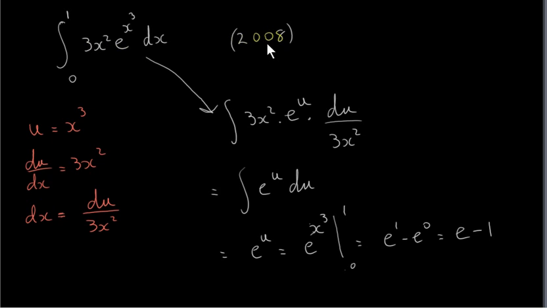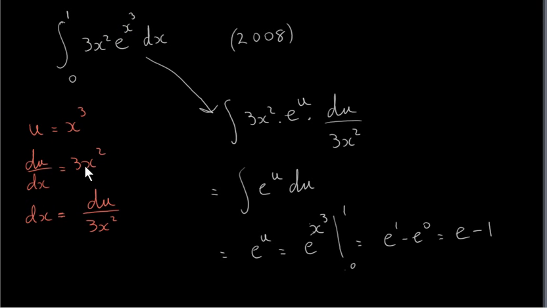Here is another example from 2008. We want to integrate 3x squared e to the x cubed with respect to x from x equals 0 to x equals 1. Now, what we do here is we let u equal x cubed, because we see that the derivative of x cubed happens to be 3x squared. That's very convenient. That means this integral will break down to something simple.